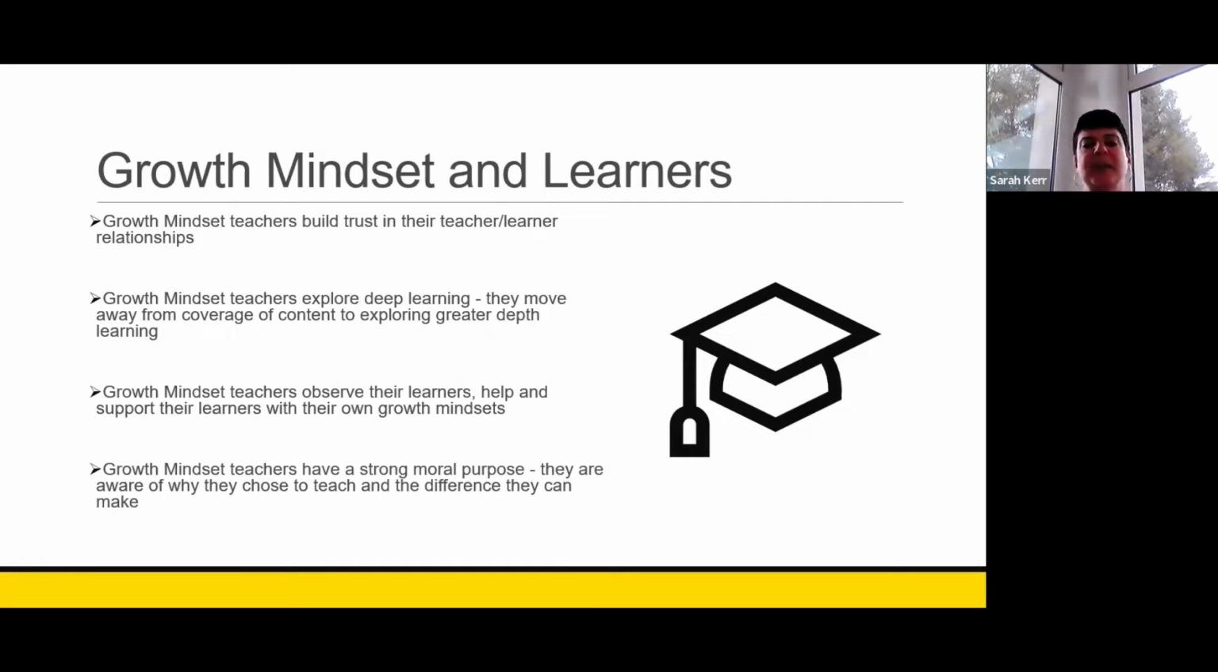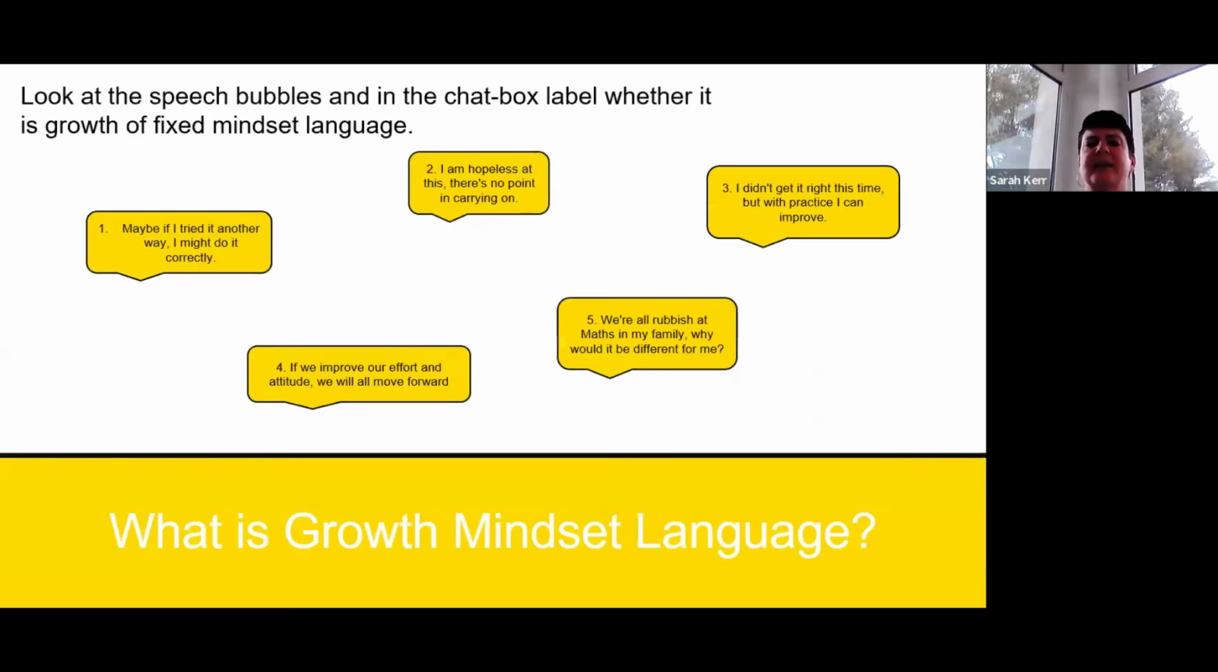We have such a big responsibility on a day-to-day basis, and we all have our reasons for being who we are, for delivering what we deliver, and we have a strong moral purpose. So we think about why we chose to teach, and we remember that on a daily basis.